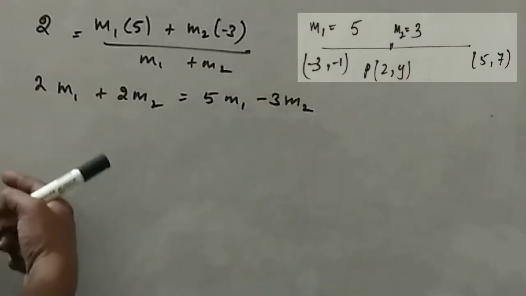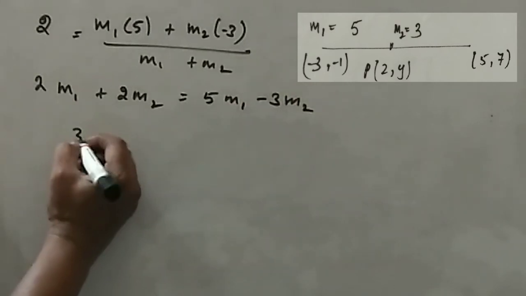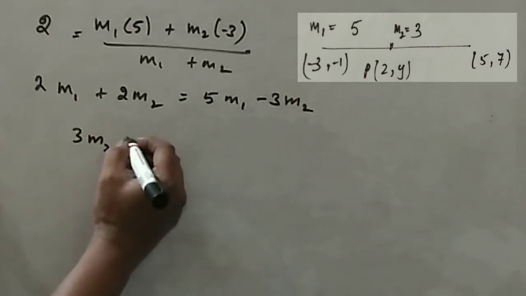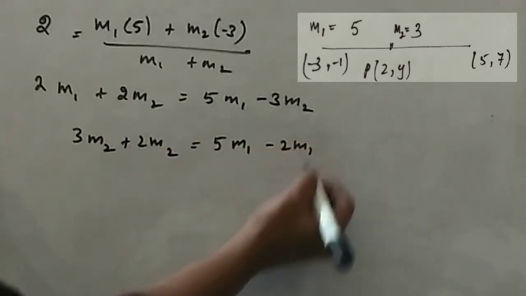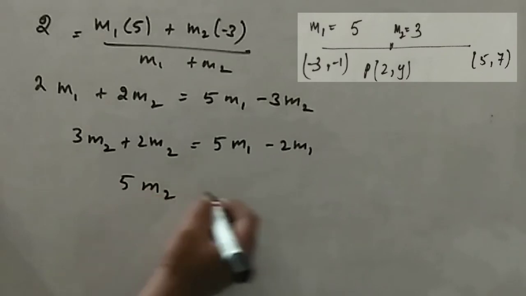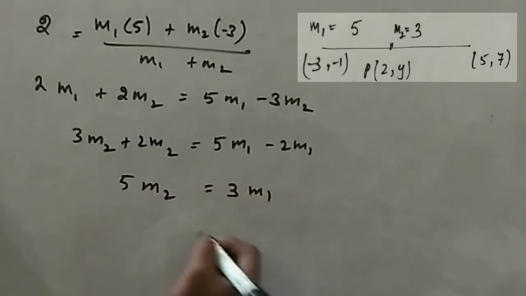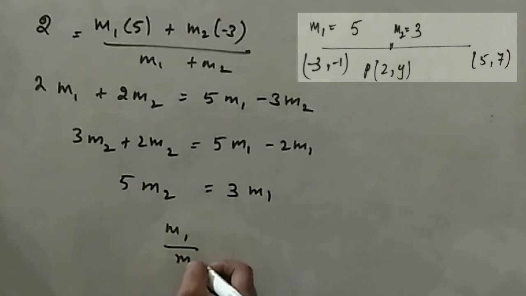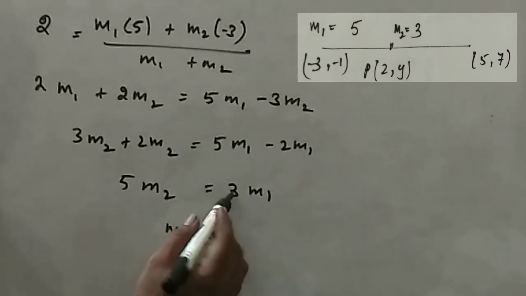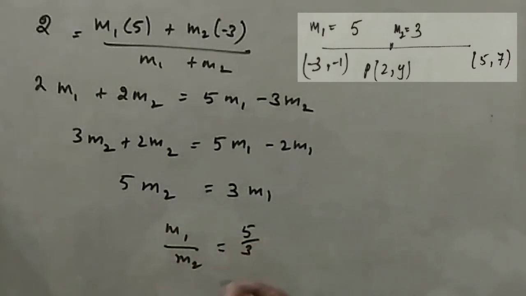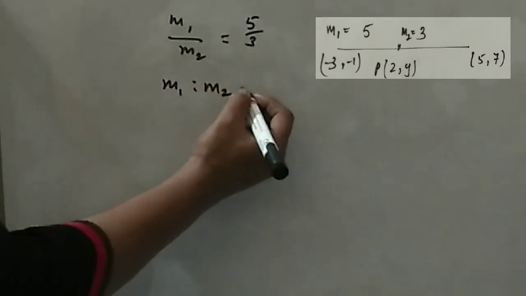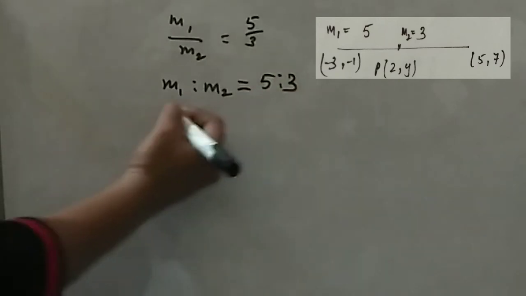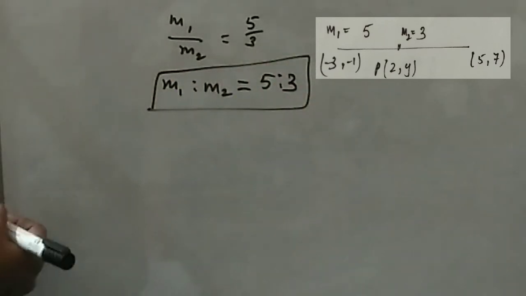Now m2 on one side and m1 on the other side. So 3m2 + 2m2 is equal to 5m1 - 2m1. So 5m2 is equal to 3m1. So m1 upon m2 is equal to 5 upon 3. Write the answer in ratio, so you will write m1 ratio m2 is 5 ratio 3. We got it.